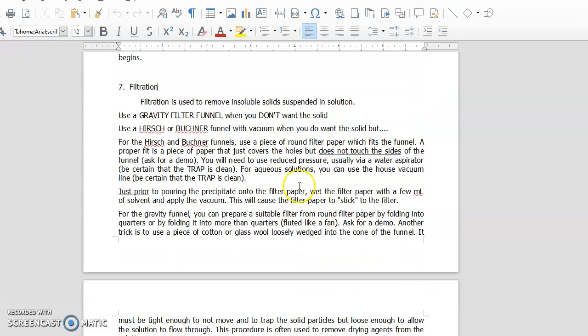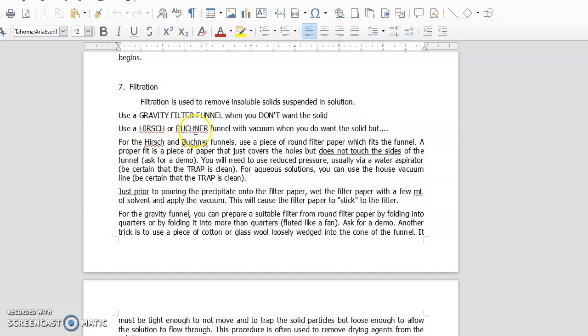Filtration is used to remove an insoluble solid that's suspended in solution. During the lecture today, we talked about gravimetric analysis. Gravimetric just means that you're weighing it. What you want to know is exactly how much of that precipitate you have in your solution. And there's two different types of approaches. There's a gravity filter funnel, and they say you use it when you don't want the solid, or sometimes you just don't have the vacuum filters or other things. The gravity filter funnel, if you do want that solid, you have to have a lot of patience, because it's going to take a long time for just gravity to pull that down through your paper.